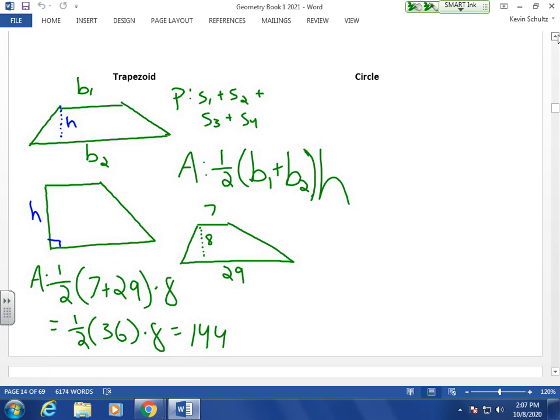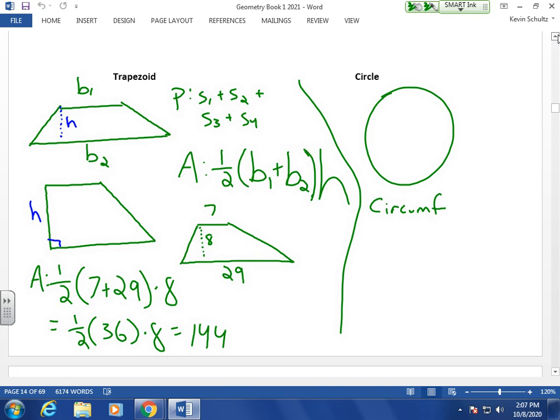All right. Last shape to talk about is a circle. What's special about a circle is that it really doesn't have perimeter because it's not a polygon, right? For a circle, we call it circumference. What are the formulas? There are two of them that you could use. The formulas for the circumference of a circle.